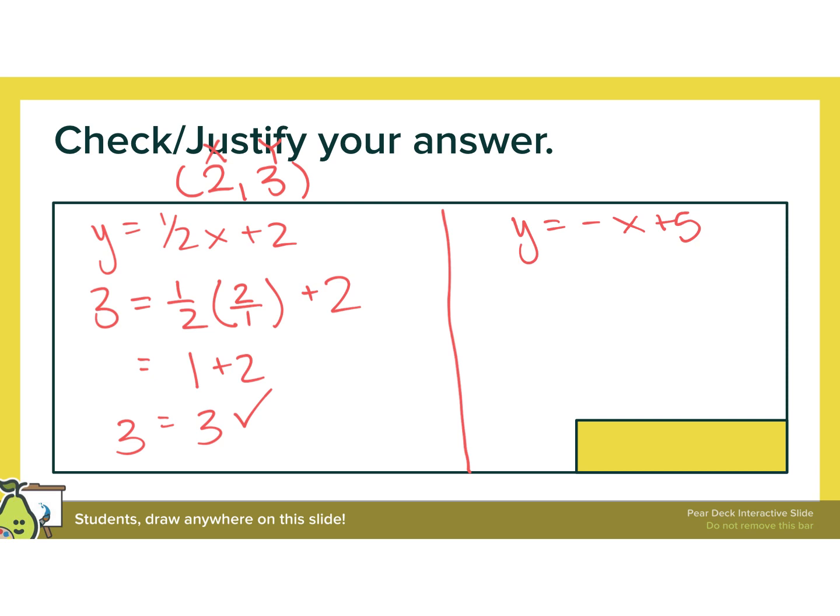We have to make sure it works for the second. Instead of y, again, we put a 3 in its place. Don't forget the negative. Instead of x, we put a 2 in its place, and then we add 5. Negative 2 plus 5 is 3. Both equations check, so I can box my final answer.